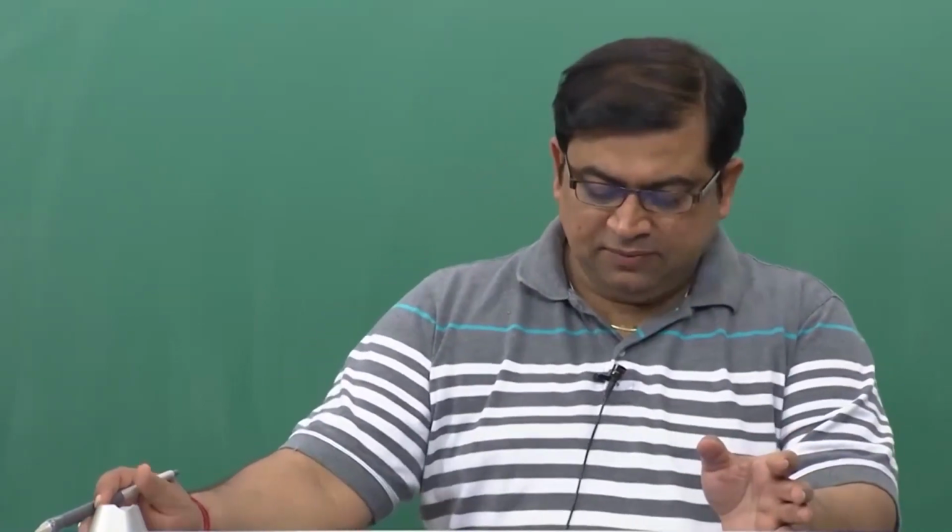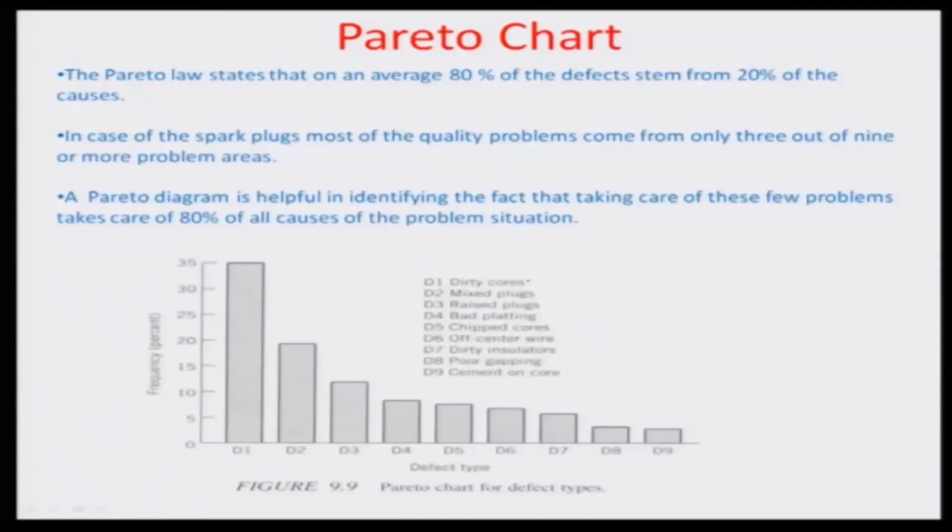Let us say for example if these 9 defects, for example what you recorded in the check sheets earlier, like dirty cores, mixed plugs, raised plugs, bad plating, chipped cores, off centered wires, dirty insulators, poor gapping and cement on core, these all 9 defects are recorded now in terms of the frequency across one particular week, 5 days of a week, and you can see that there are about close to 35% of D1 and about 20% of D2, and then about close to 11 or 12% of D3, so on and so forth.